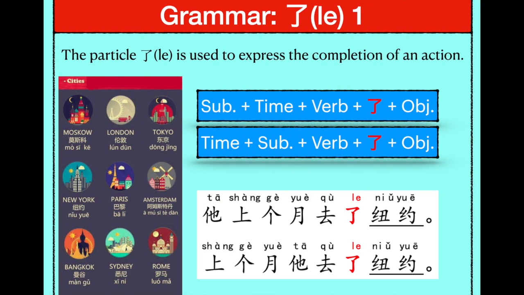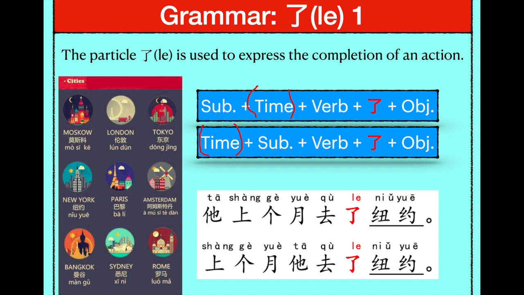Now let's look at the grammar 了. 了 is very important in Chinese grammar. The particle 了 is used to express the completion of an action. So we are going to learn 3 sentence patterns. The first one is subject plus time plus verb plus 了 plus object. Please pay attention, time here can be omitted. And also time can be used at the end, at the beginning of the sentence.